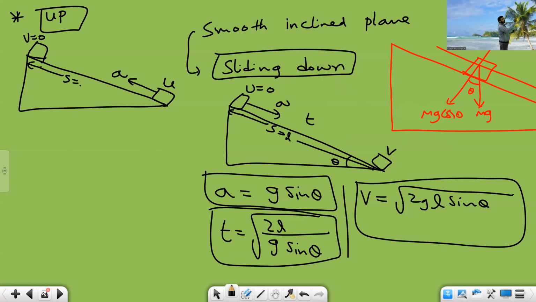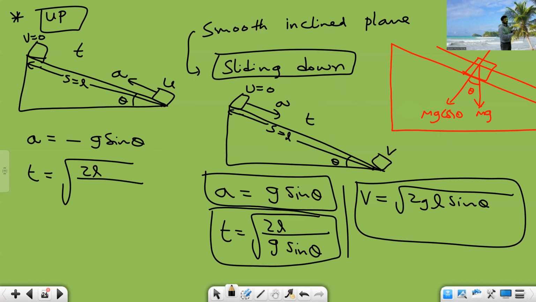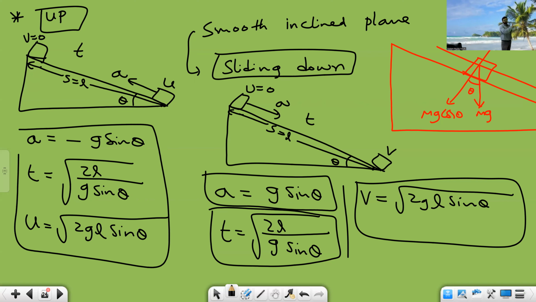So here s is equal to L as usual, with theta and everything. For the time taken to reach up, what is the acceleration? Going up means minus g sin theta. The time taken here is root over 2L by g sin theta. The formula for the time taken is the same. And what about the formula for velocity? The velocity of projection is the same as previous. Those things will never change. If you derive all of them, you will get the same as previous.